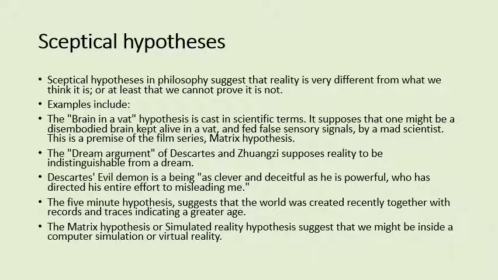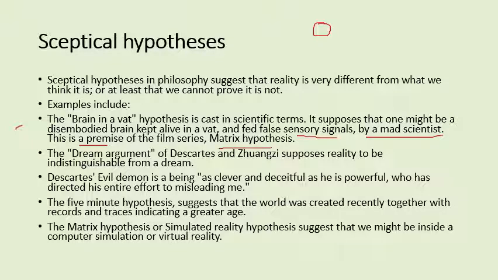Sceptical hypotheses. Examples include, they are quite skeptical about everything. An example is the brain in a vat. A vat is just a vessel or some kind of tube or container. It supposes that one might be a disembodied brain, kept alive in a vat, and fed false sensory signals by a mad scientist. This is the premise of the film The Matrix.